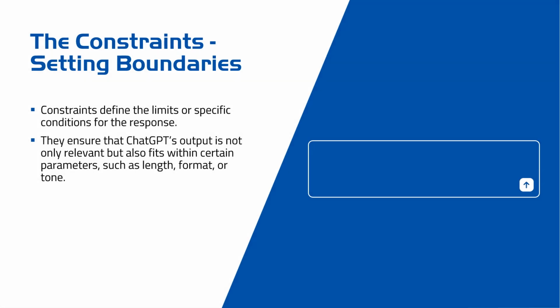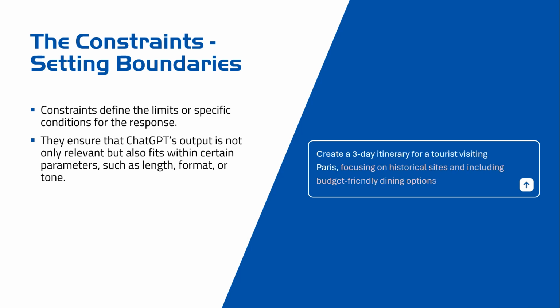Constraints define the limits and format preferences. They enhance the user experience by filtering out irrelevant information and honing in on what's truly important to the user. This ensures that the responses are not only accurate but also contextually appropriate, thereby improving the overall interaction quality. For example, create a 3-day itinerary for a tourist visiting Paris, focusing on historical sites and including budget-friendly dining options. As a result, ChatGPT will provide a travel plan considering the specified duration, focus, and budget criteria.